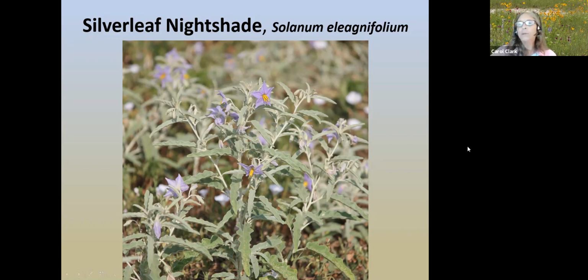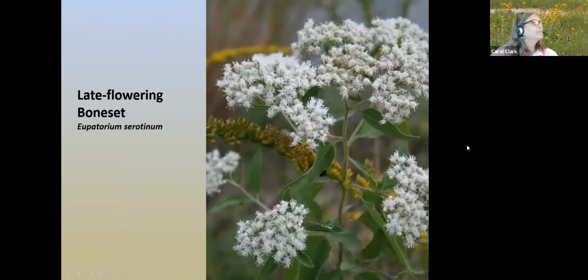Another tomato family relative. Late flowering boneset. It's right there in the name. It is a late flowering plant at the end of the season. It's green, green, green all summer, and then suddenly bursts out in these powder puffs of fragrant white blossoms. And usually they are just covered with butterflies. The butterflies really adore this flower for fall. You can see a little bit of goldenrod in the background of this late flowering boneset.